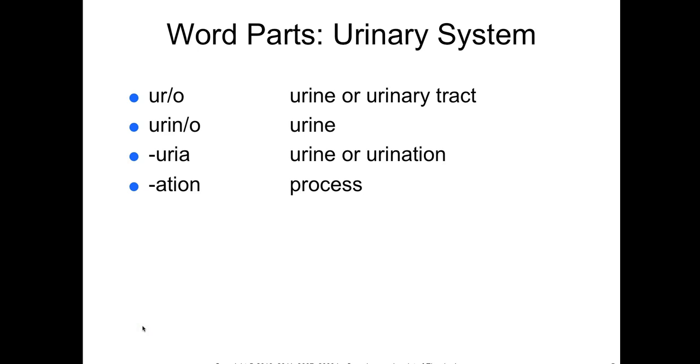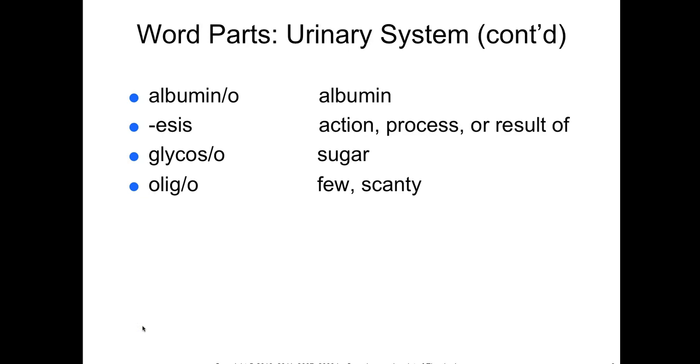So let's start going through some of our combining forms. We have uro, which we've already talked about, and that means urine or urinary tract. Urino is going to refer to urine alone. The suffix uria refers to urine or urination, and ation just means a process. Albumo is going to refer to albumin. So if somebody has albuminuria, that means there's an abnormal presence of albumin in the urine.